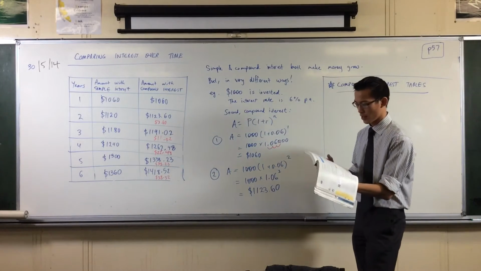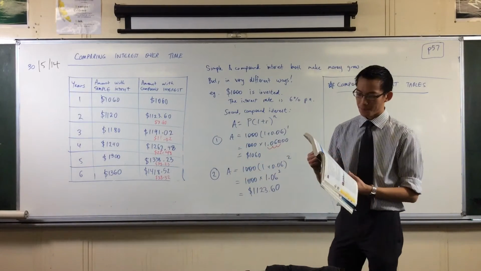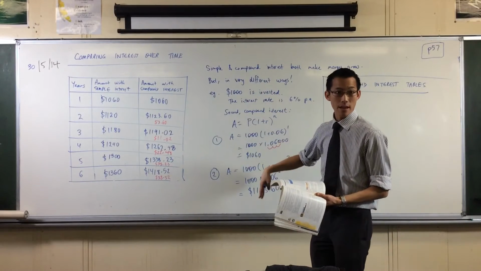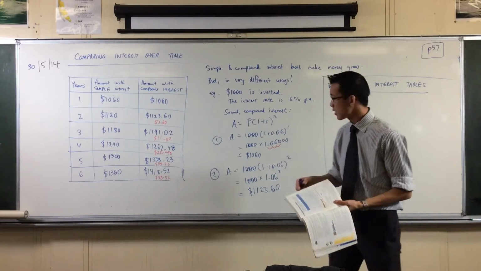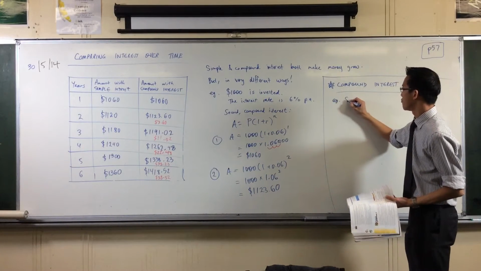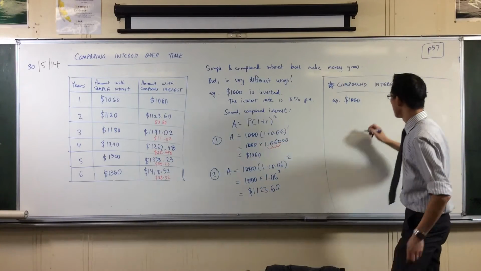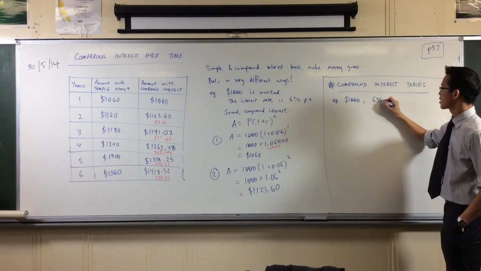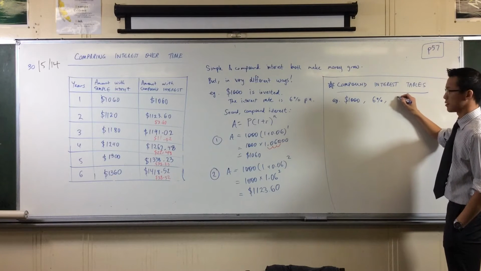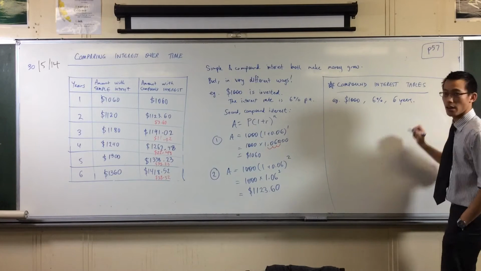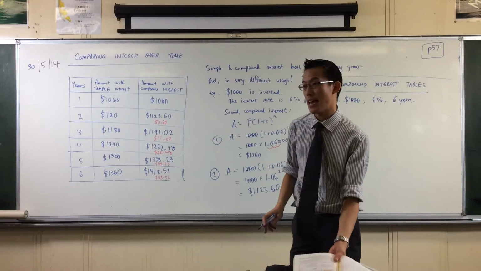So here's the way it works. We looked at $1,000, okay, $1,000. What we want to think is, okay, example, $1,000, and then we went up to 6 years. We went up to 6 years, okay? So $1,000, 6% interest, 6 years. Okay. Now here's the way that you read this table, right?